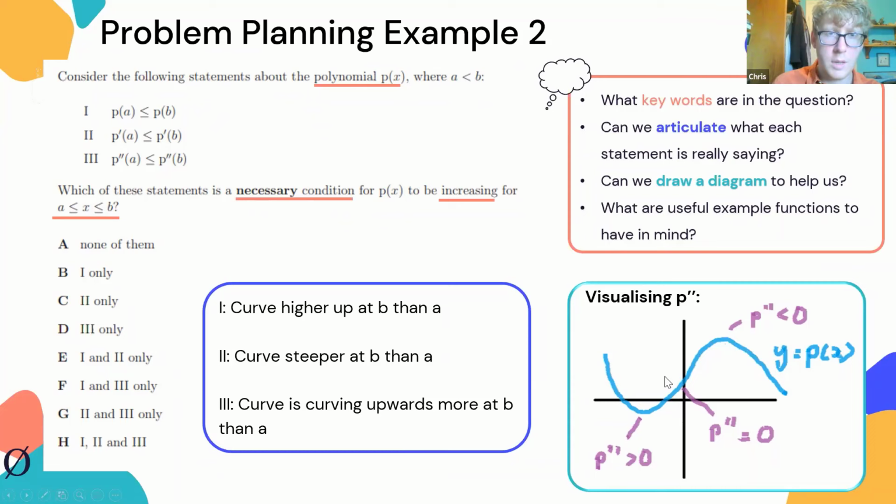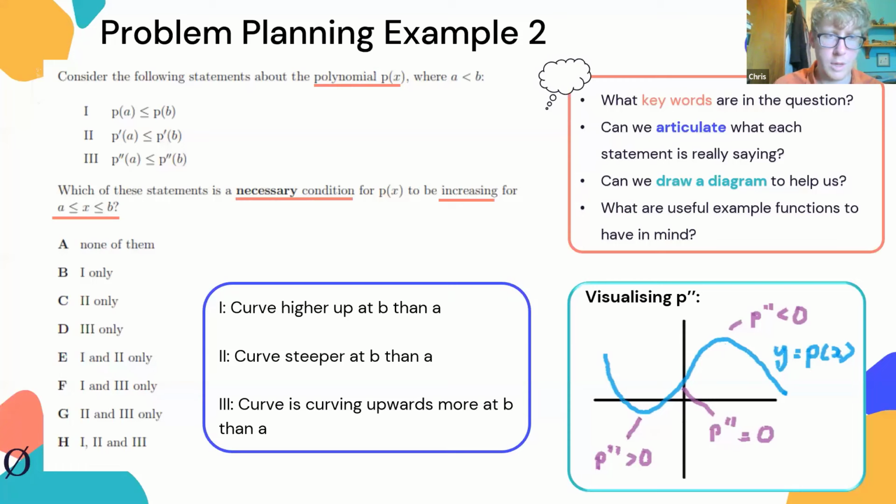Yeah, I should just say here, it doesn't matter so much in this question, but I've said what are useful example functions to have in mind. So firstly, we talk about polynomials. Don't just fixate on one. So this one's useful. It's also useful to think about maybe the shape of a quadratic, have that in mind. Also, linear and even constant functions count as polynomials. It's worth remembering that because sometimes special cases can matter to the answer.